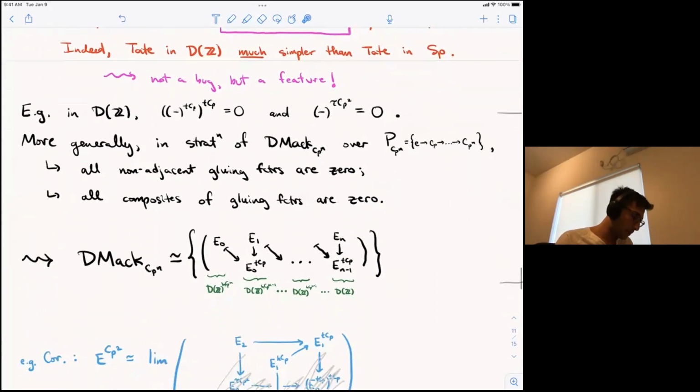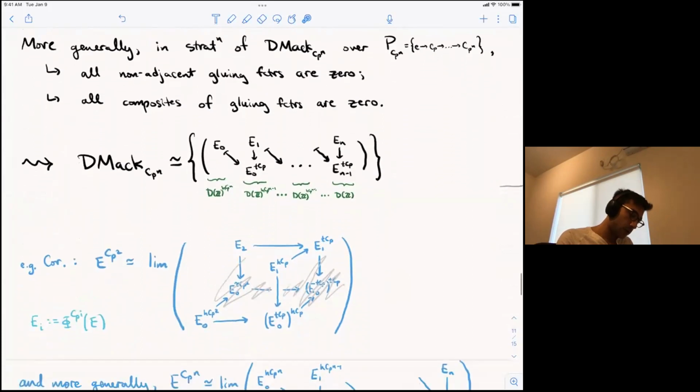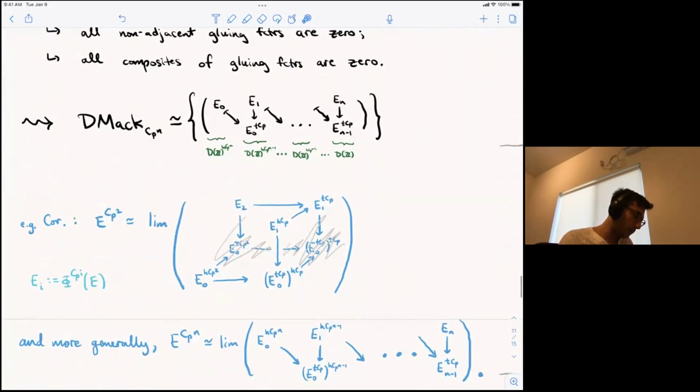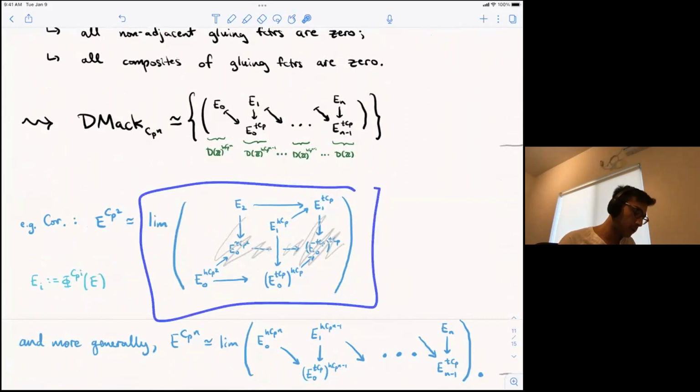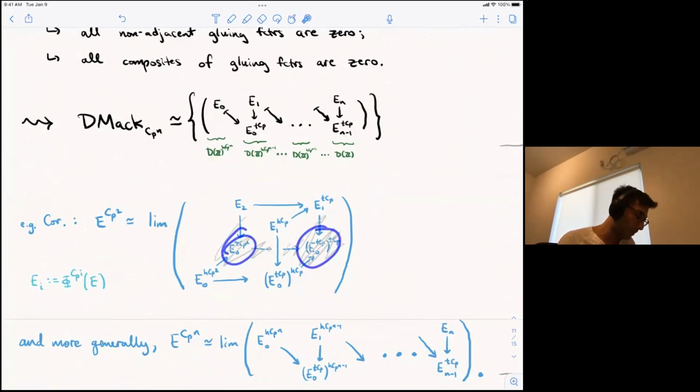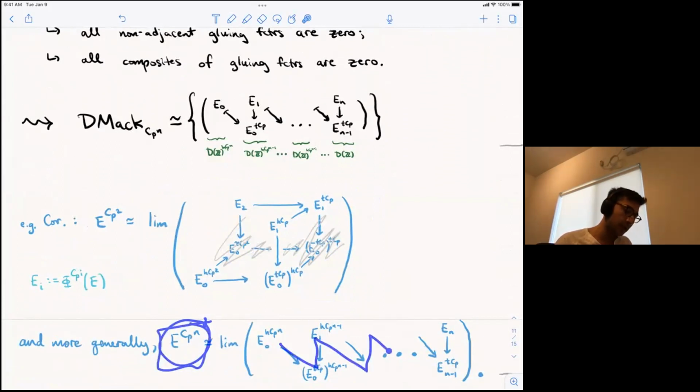So in the C_{p^2} case, there is still this formula where the categorical C_p fixed points are the limit of some punctured cube, but then these terms drop out. And so even categorical C_{p^n} fixed points are just this iterated homotopy pullback.